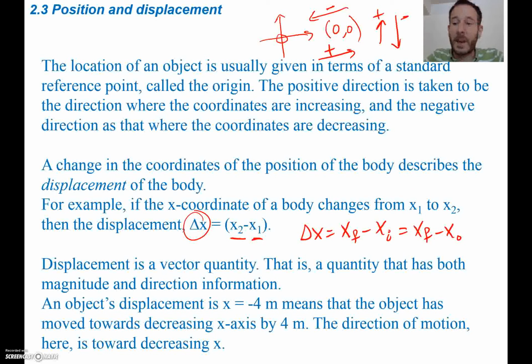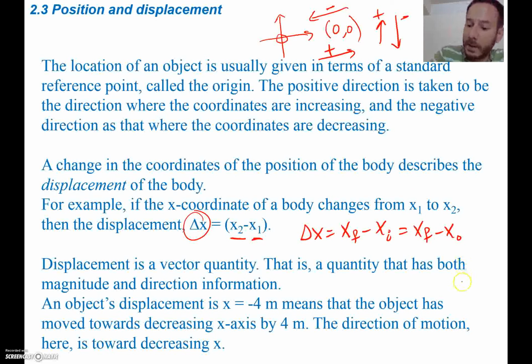So displacement is a vector. A vector means that it has a magnitude and a direction. We're going to get into vectors a little bit later on, but just keep in mind that displacement is going to be different from distance. Distance is just a magnitude, it actually has no direction to it, whereas displacement is a vector and it also has a direction. Okay? So an object's displacement, for instance, is delta x equal to -4, which means that the object has moved towards decreasing x-axis by 4 meters.